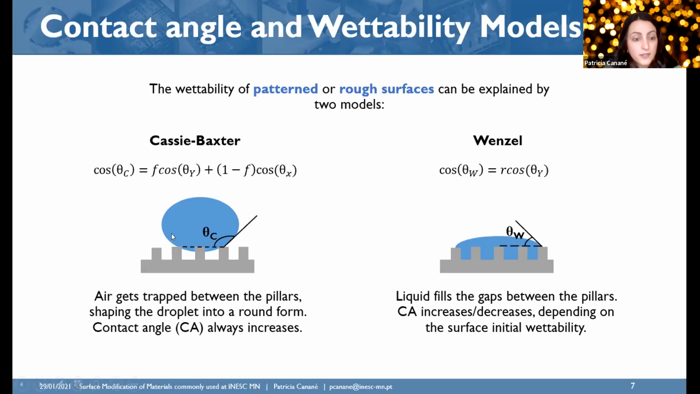In the case of the Cassie-Baxter model, this model defends that after applying roughness to a substrate, the contact angle always increases because when the droplet is in contact with the substrate, air gets trapped between the crevices. So the droplet has a tendency to curl up on itself and the contact angle increases. As for the Wenzel model, after applying roughness, the liquid can always penetrate the crevices, and so the influence on the contact angle depends on the initial wettability of the substrate. So if the substrate was initially hydrophilic, it becomes more hydrophilic.